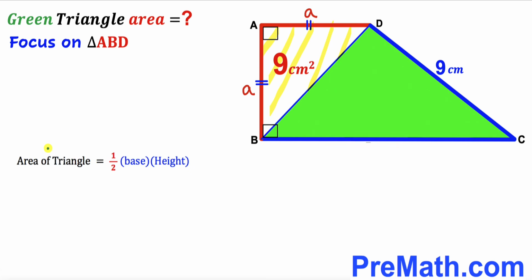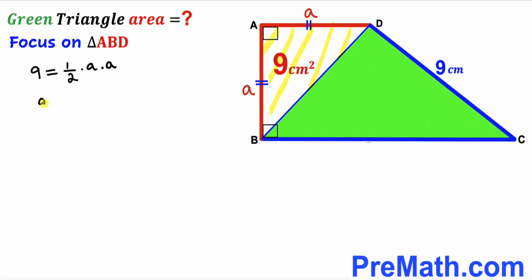And now let's recall the area of a triangle formula. Area is always equal to a half times base times the height of the triangle. And in our case, the base of this triangle is lowercase a and the height is lowercase a as well. Let's go ahead and fill in the blanks in this formula. So the area has been given to us as 9 equal to a half times lowercase a times lowercase a as well. So therefore we could write 9 equal to a square divided by 2.